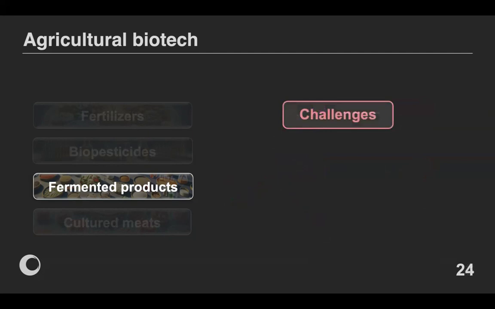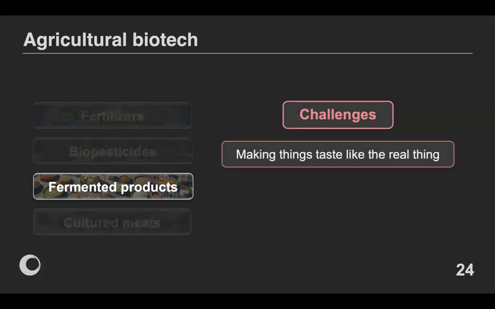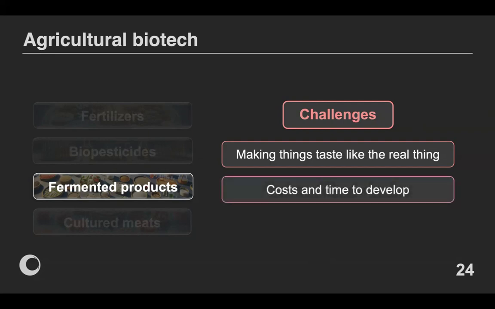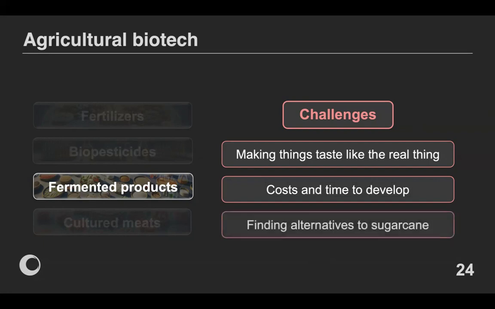Some of the challenges here: one is that it's really challenging to make things taste like the real thing. An end user will not adopt if they don't like the taste or if it doesn't taste like the more natural version. That's going to be the major challenge within the fermented product space. The second is the cost and time to develop these things. It's such a huge undertaking that you need to make sure the end user is actually going to adopt by the time you make these fermented products.